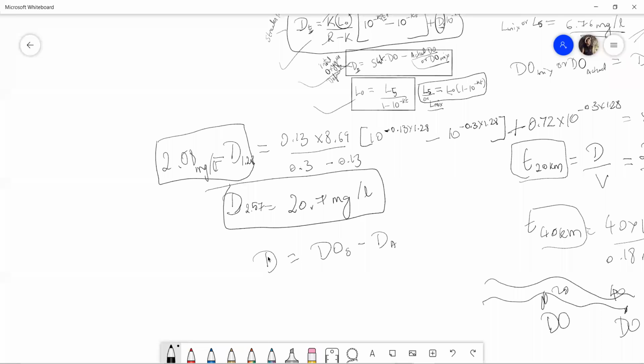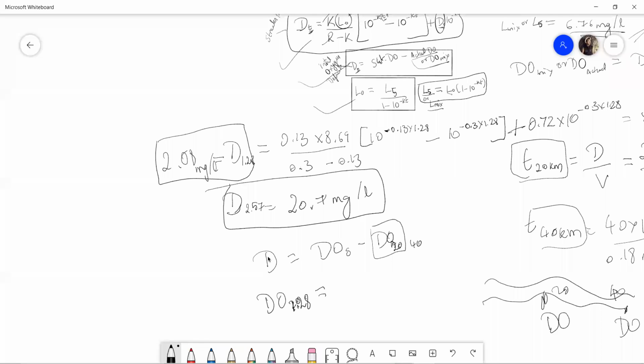Actual means, at that particular area or that particular moment, what is the actual dissolved oxygen? So you have to find out dissolved oxygen at 20 kilometers and dissolved oxygen at 40 kilometers. What you're going to do is find the dissolved oxygen at 20 kilometers, that is 1.28 days, and at 40 kilometers, that is 2.57 days.